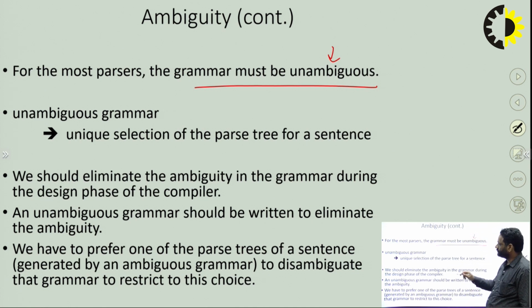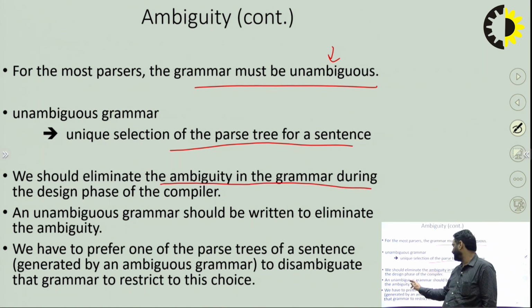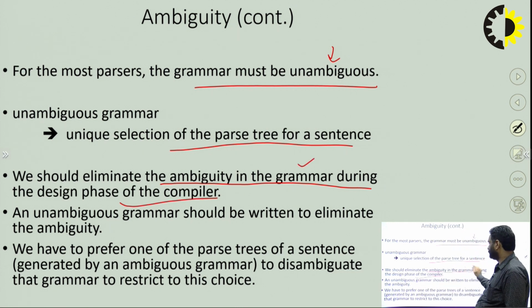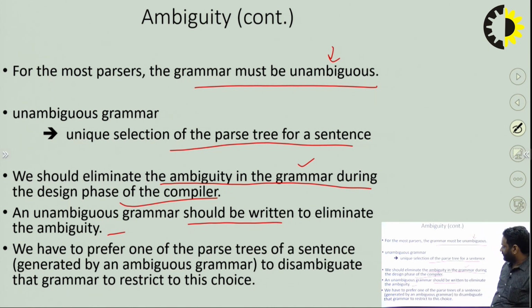So there must be a unique selection of parse tree for the sentence. We should eliminate the ambiguity in the grammar during the design phase of the compiler. So first we have to eliminate the ambiguity. An ambiguous grammar should be rewritten to eliminate ambiguity. We have to prefer one of the parse trees of a sentence and disambiguate the grammar to restrict this choice.